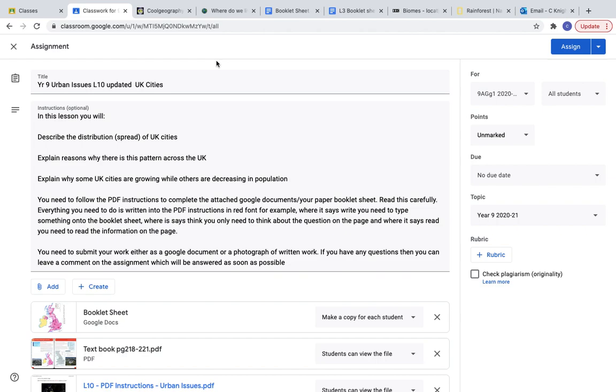At UK cities within the topic of urban issues. So we're moving on from Lagos today, and we're looking at an introduction of UK cities. So we're going to describe the distribution of UK cities, explain reasons why there is this pattern across the UK, and explain why some of the UK cities are growing while others are decreasing in population.